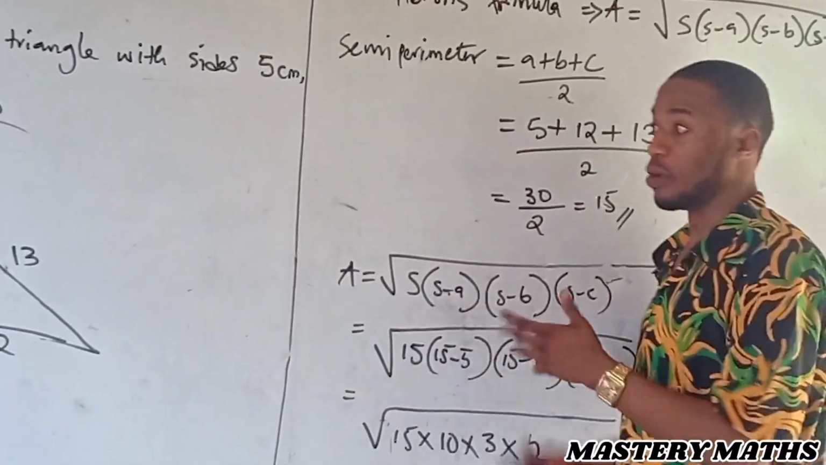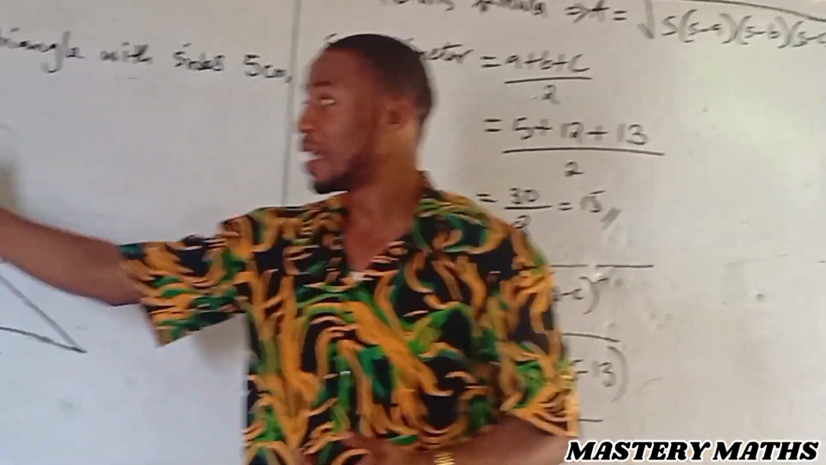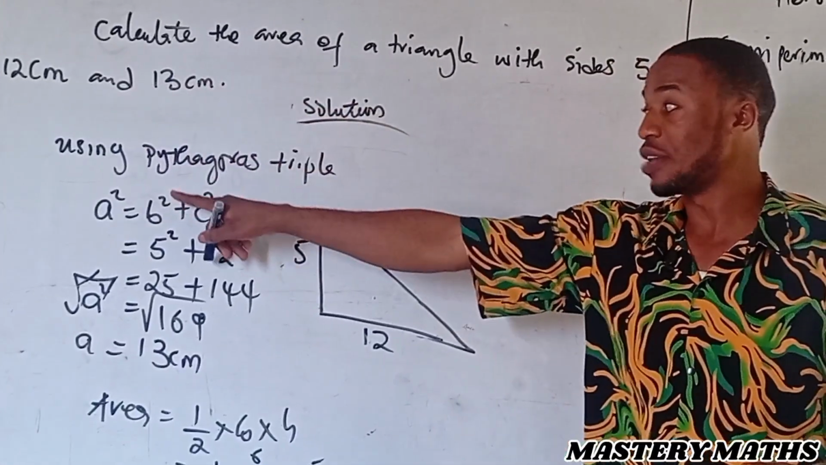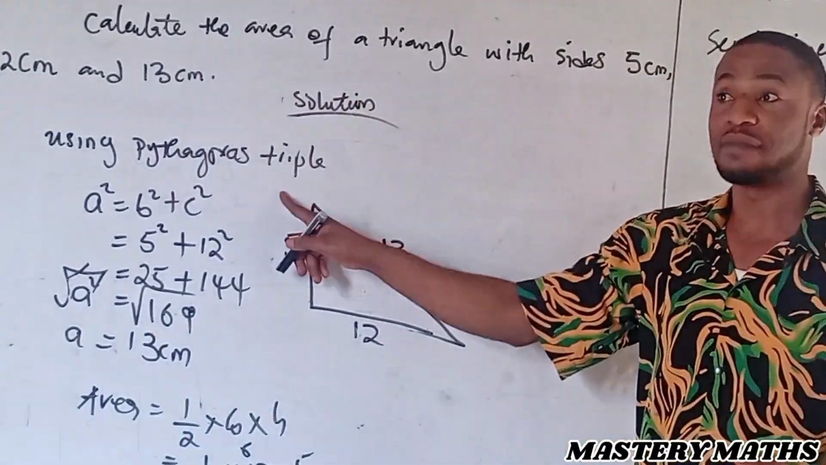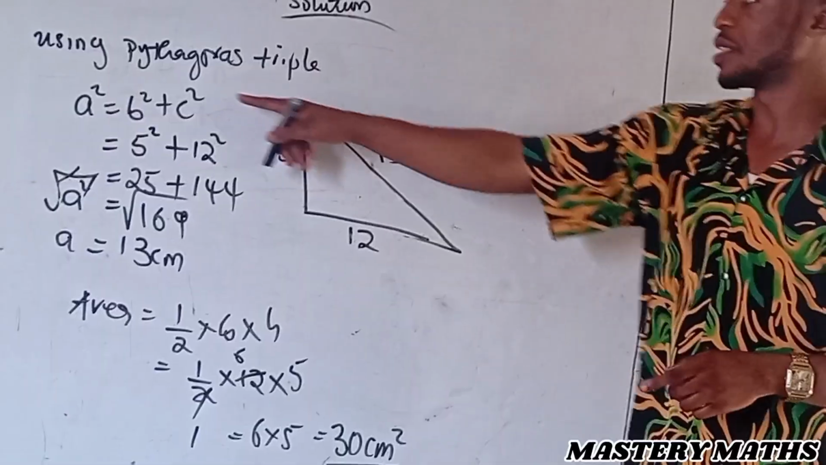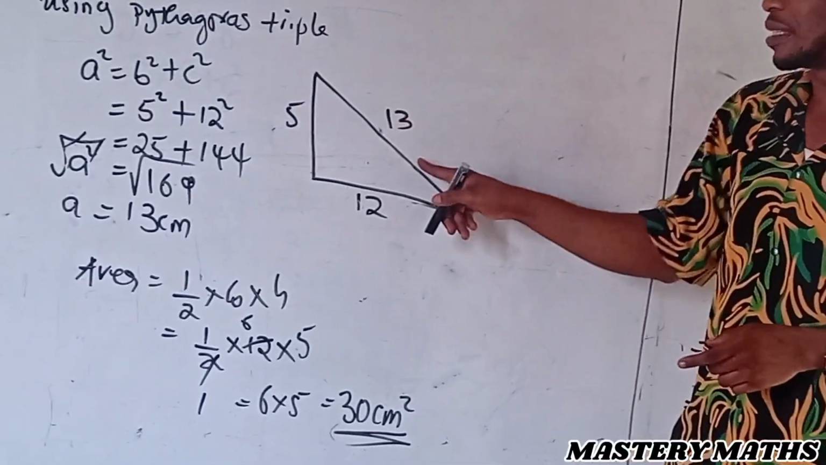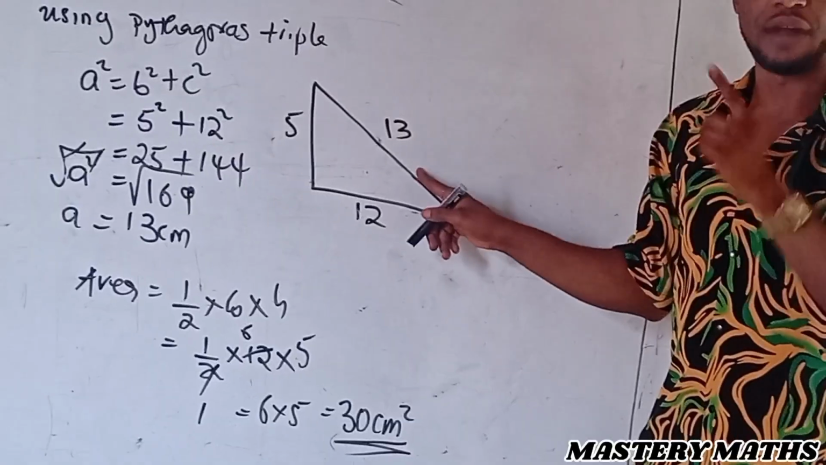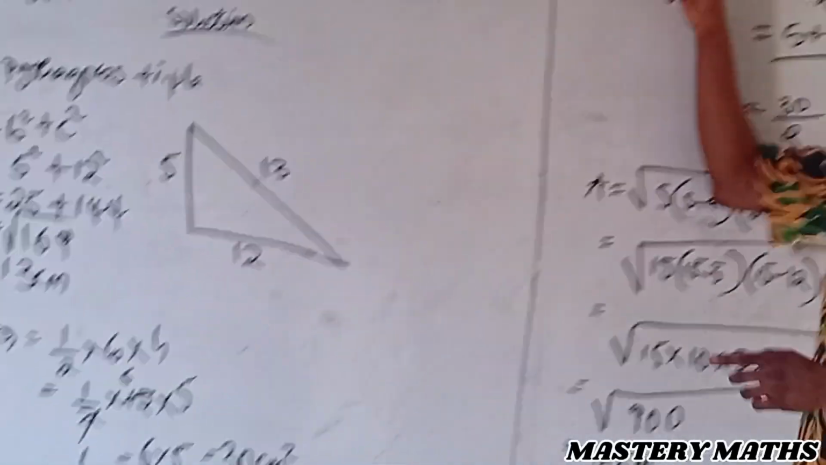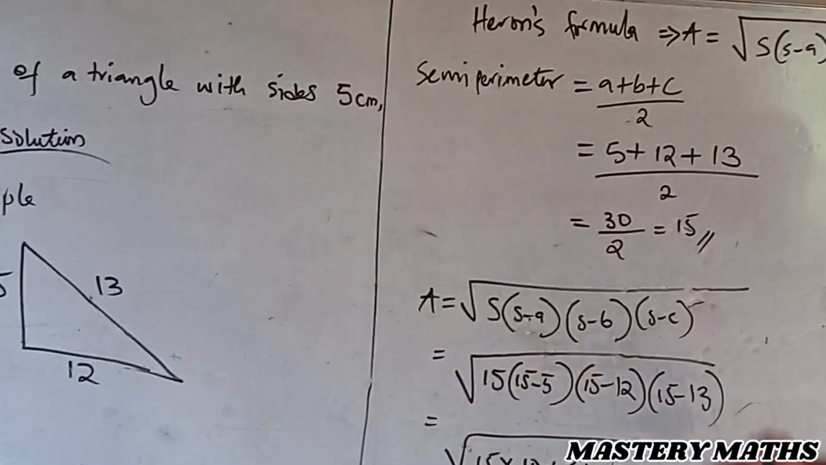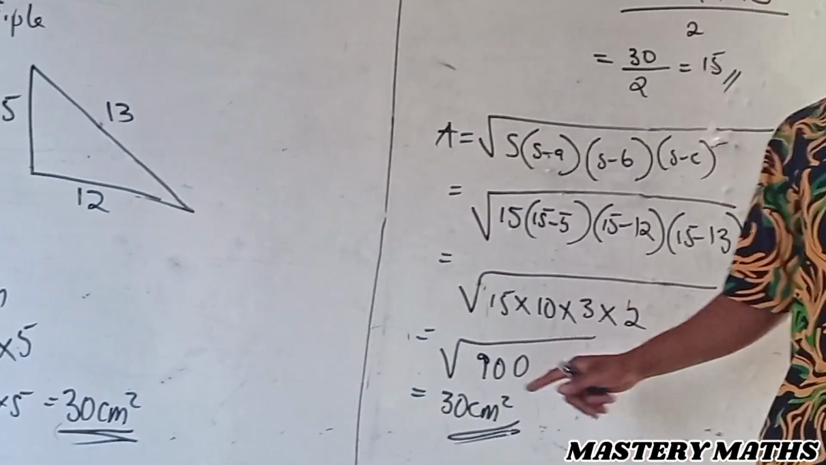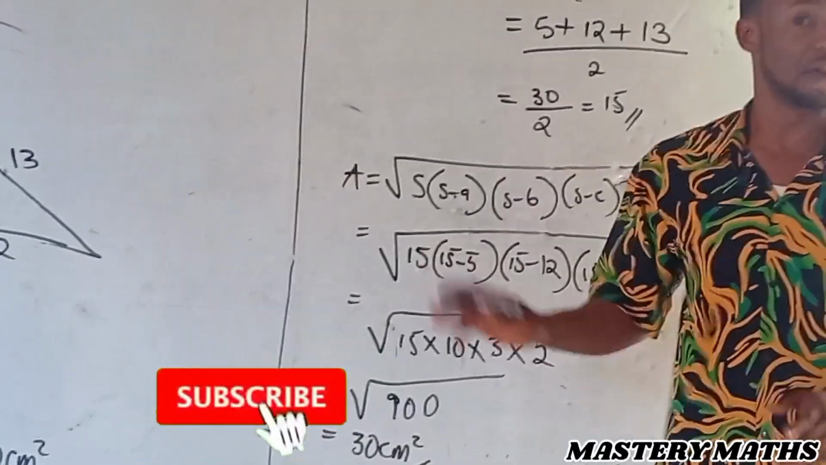But if you have a question like this and you add up the first and the second part to give you the third part by using the Pythagoras theorem, that means the triangle is a right angle triangle. But after using the Pythagoras triple and it didn't give you the third part, which makes it not a right angle triangle, the only solution is by using Heron's formula. So by using Heron's formula, you'll be able to arrive at the area of that triangle. This Heron's formula works for all angles.